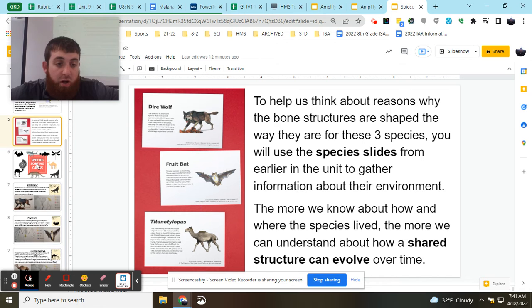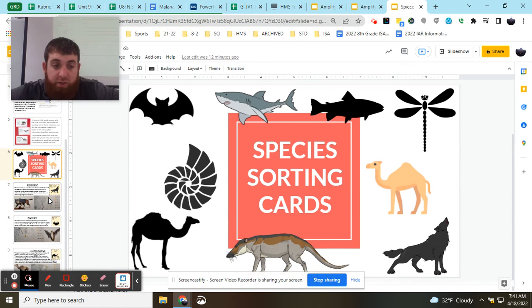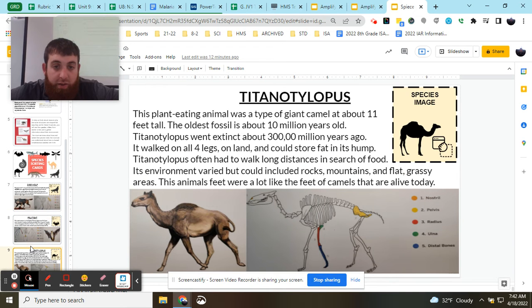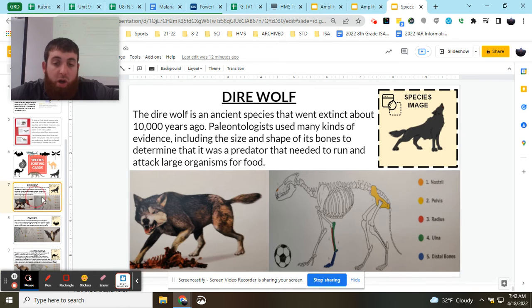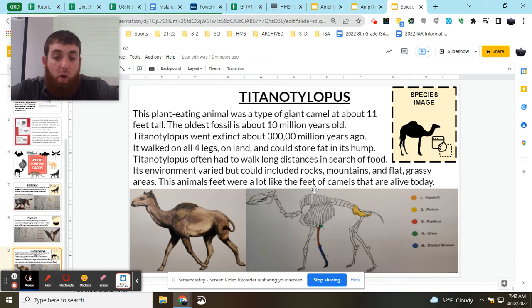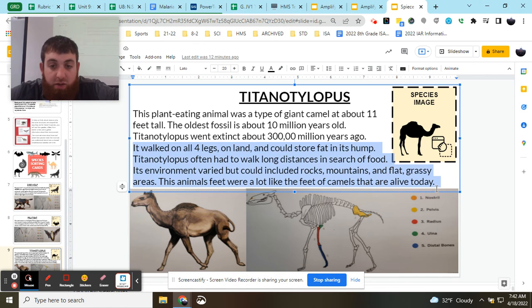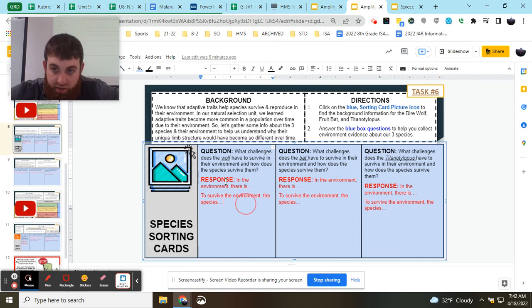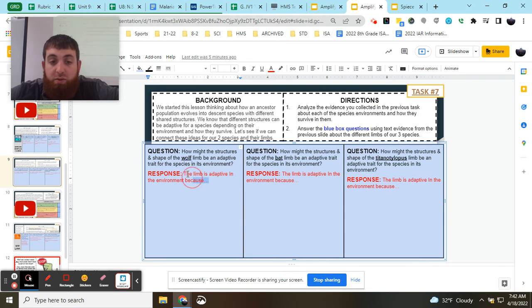So, what you're going to do is you're going to go into our sorting cards and you're going to look for our three species: the dire wolf, the fruit bat, and the Titanotilapus. And each one is going to have evidence in its paragraph that tells you about what their environment was like, and what they needed to do to survive in their environment. Each one unique to help us understand why their legs are structured the way they are. So you're going to collect evidence from the text and you're going to use that evidence to help you answer these questions in task 6. Once you've collected your evidence, you're going to think about why those limbs are adaptive for their environment and answer each question about each of our three species.